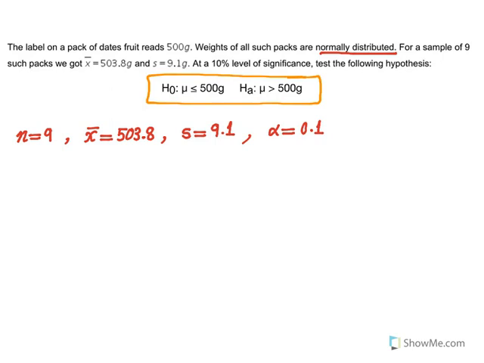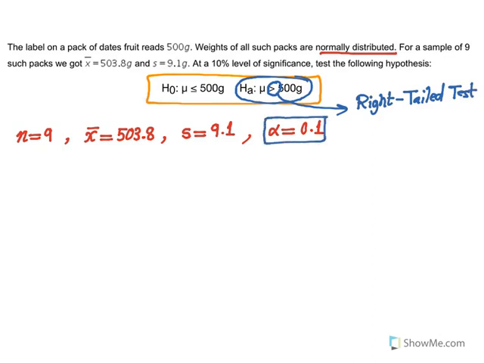So now, if you remember from the previous part, I told you that the first thing that you do is decide on the type of test that you have. Because in the alternative hypothesis you have strictly bigger, this means that it's a right-tailed test. So this is a right-tailed test immediately. And the level of significance is 0.1.